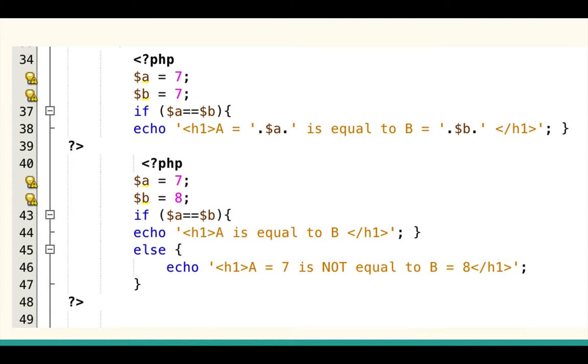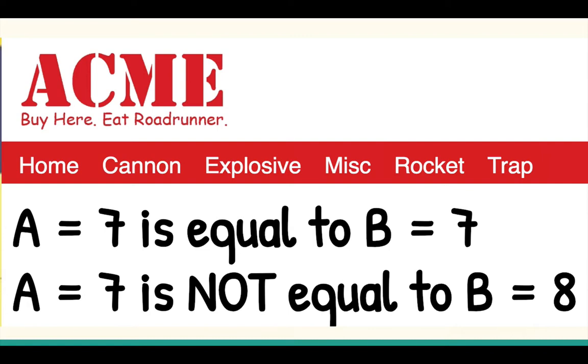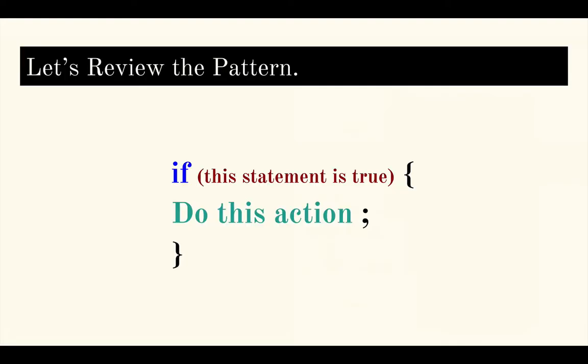They aren't quite as exciting as my horse statements, but here is what they look like on the front end. So we can see 7 is equal to B, they're equal, so it shows, and then they're not equal. And you can see the output, the text I had with the single quotes in the echo part of the statement, and I also included the HTML h1 tag in the string so that these would be easy to read. All right, let's review this pattern.